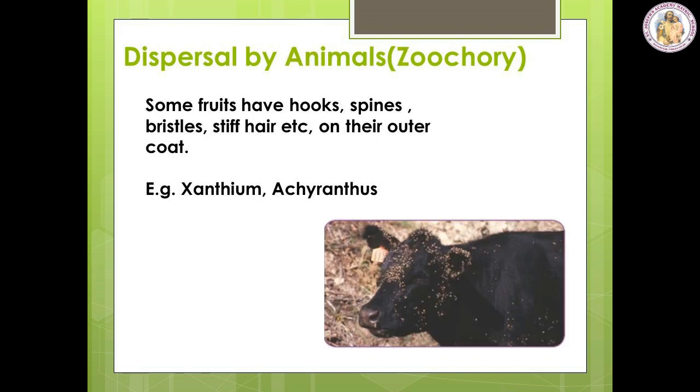Dispersal by animals, zoochory. Some fruits have hooks, spines, bristles, stiff hair, etc. on their outer coat. These fruits stick on the furry coats or skins of some animals and are carried from one place to another. Examples: Xanthium, Acrinethus.